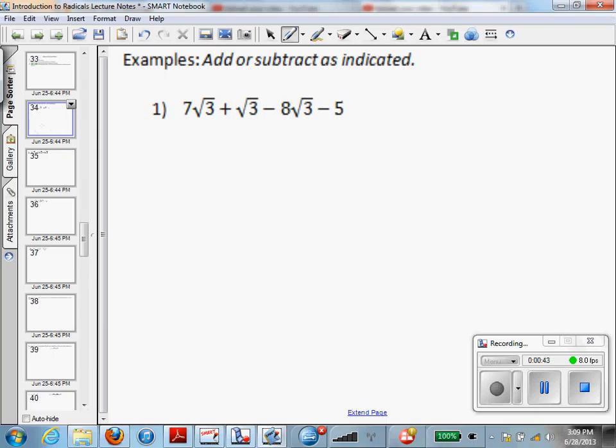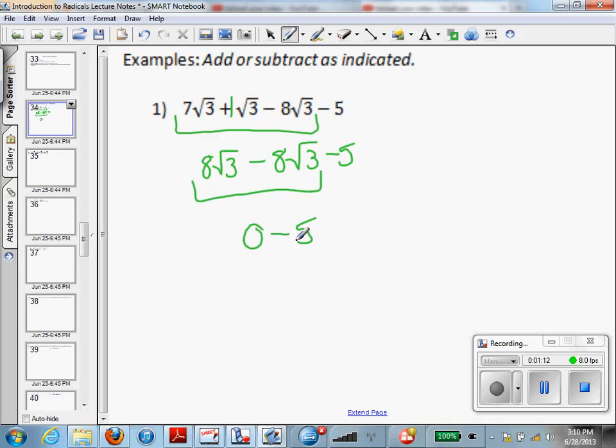We have for number 1, 7 square root of 3 plus the square root of 3 minus 8 square root of 3 minus 5. If you look, these first 3 terms all share the same radical 3. Knowing this second term has a coefficient of 1, we can add 7 plus 1, which gives us 8 square root of 3 minus 8 square root of 3 minus 5. So these two can be brought together, giving us 0 minus 5, or just minus 5 as our answer.